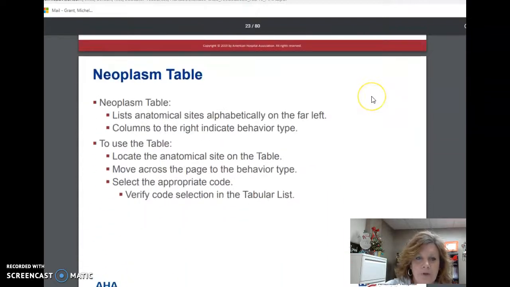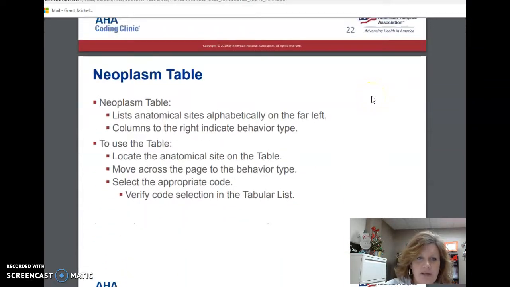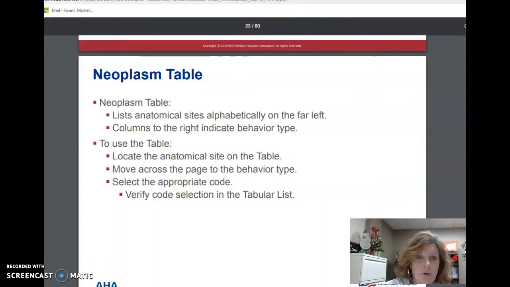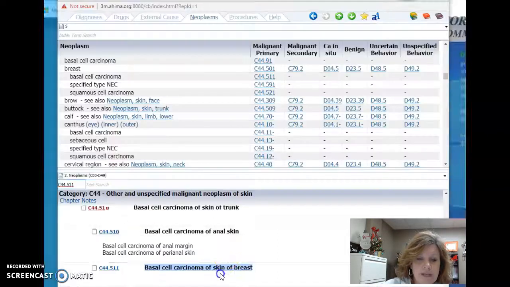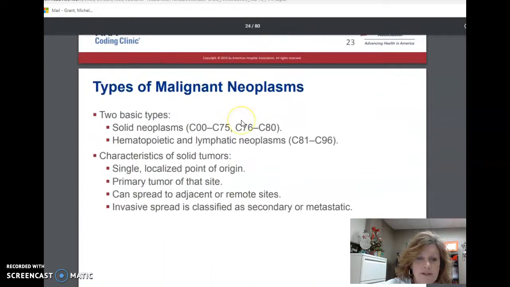Okay. All right, the neoplasm table lists anatomical sites alphabetically on the left. Columns to the right indicate the behavior type, so you are going to find the behavior type. Let's go back to the table. These are our different types of sites, as I just talked about before. We have either solid neoplasms, or hematopoietic and lymphatic neoplasms.